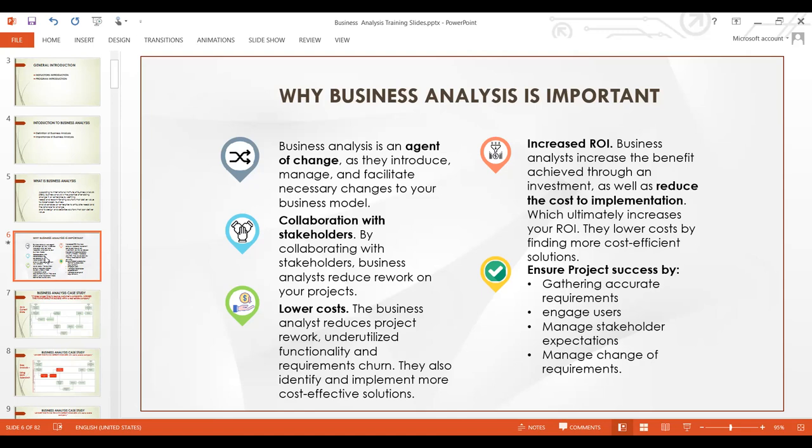You need to collaborate with stakeholders. And during collaboration, you tend to understand the actual requirement. And with your expert knowledge as a business analyst, after doing that, you give them the exact solution they are looking for. And this is no longer going to be an assumption because you are a professional.